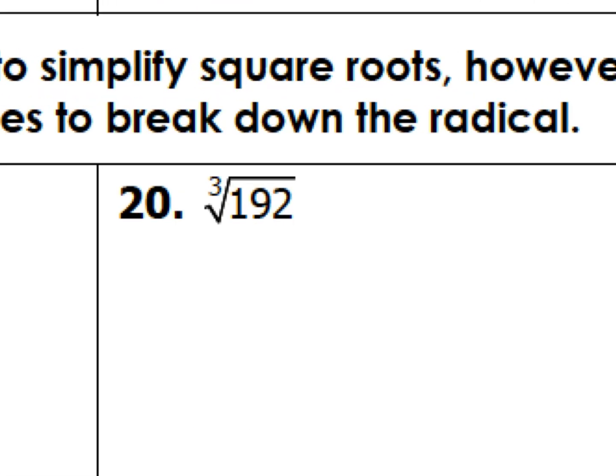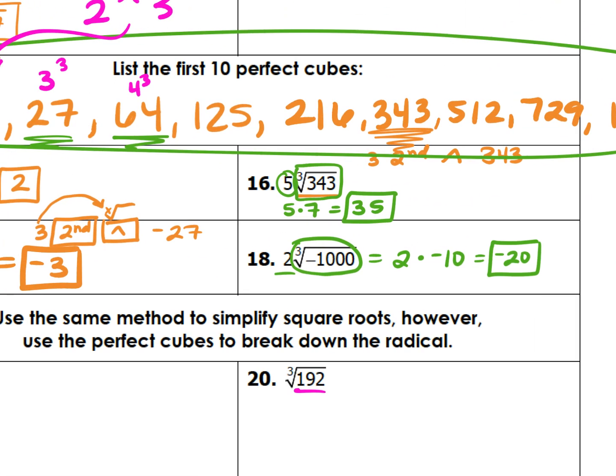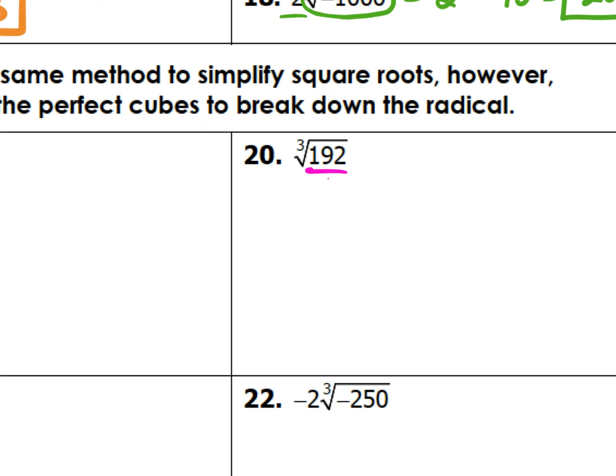Okay, go to number 20. Your number is 192. So you're going to go up here and go 192 divided by 125. 192 divided by 64. And divide until you find a number that works out to a whole number when you plug it in. 192 is divisible by which of these? It's 64. Okay, so if you type in 192 divided by 64, you get what? 3.